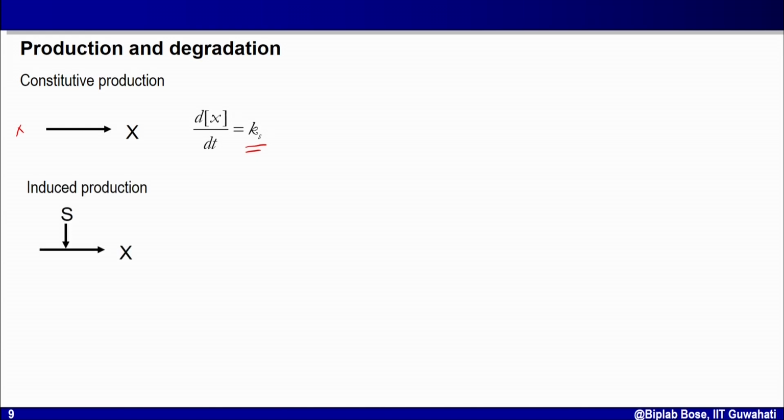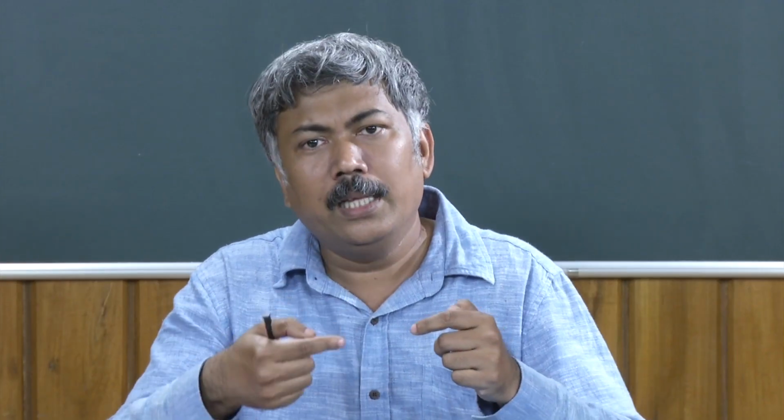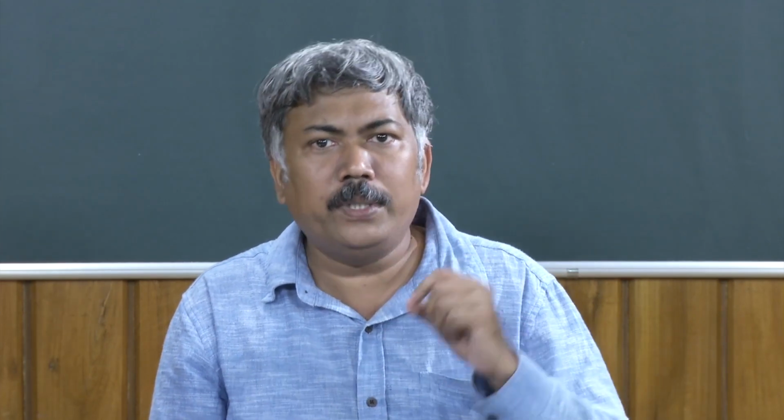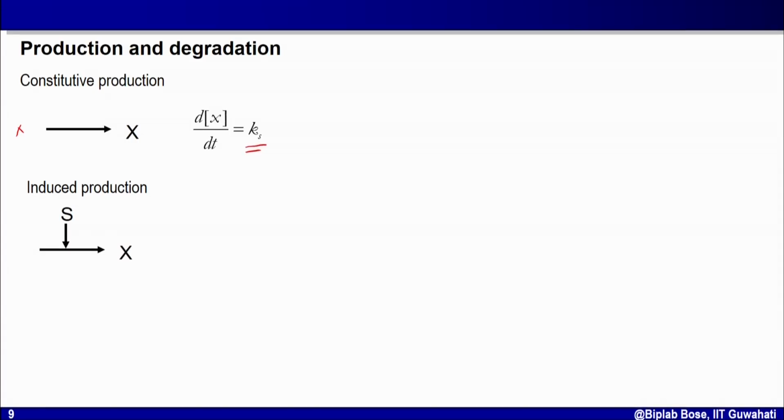Now, suppose the production of X is not constitutive, but a signal S comes and tells the cell that you have to produce X. So it is an inducing thing. For example, you may be growing bacteria having a plasmid carrying a gene of interest under the control of the lac operon. You may add IPTG from outside to induce the lac operon for production of that gene product. So in this case, IPTG is the signal given to bacteria that it has to produce that gene product. So I have represented it graphically here. S is the signal that comes and it tells the cell to produce X.